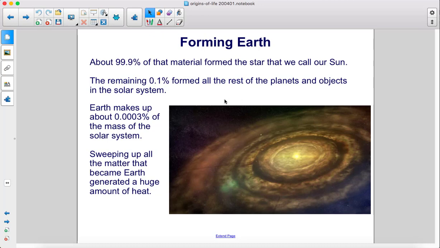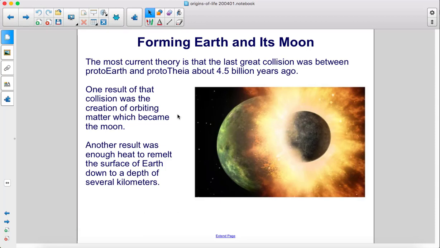Earth makes up about 0.0003% of the mass of the solar system. Sweeping up all the matter that became Earth generated a huge amount of heat. The most current theory is that the last great collision was between Proto-Earth and Protothea about 4.5 billion years ago. One result of that collision was the creation of orbiting matter, which became the Moon.